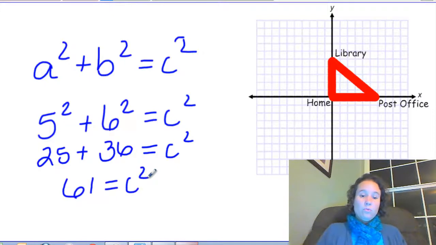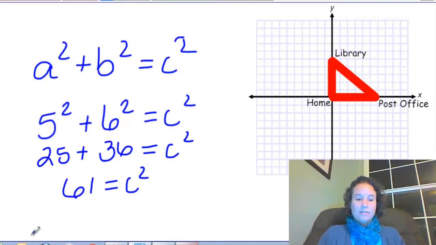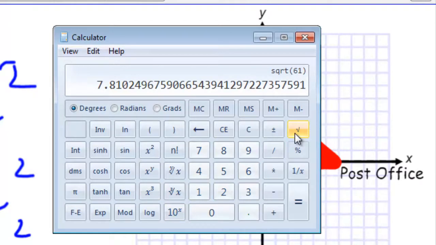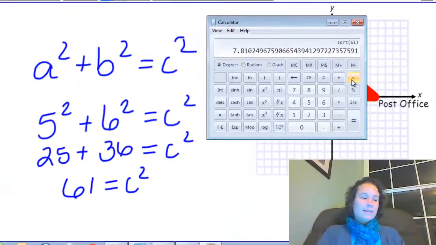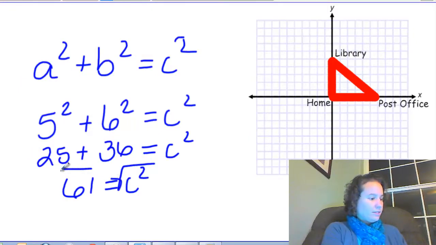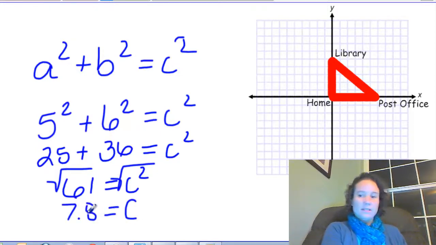And I don't know what the square root of 61 is, so I'm going to go ahead and use my calculator. And let's see, square root of 61, there it is. And so if I round this to the nearest tenth, so now I've taken the square root of both of these, and I can see that c would be equal to about 7.8. And so the distance from the library to the post office would be about 7.8 miles.